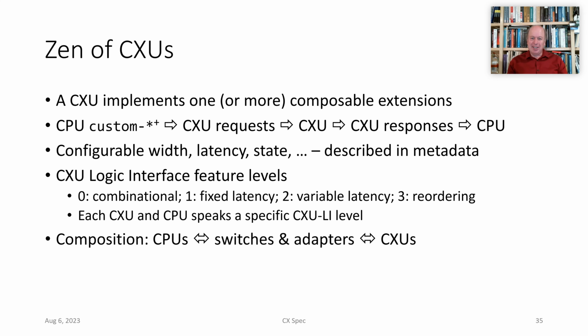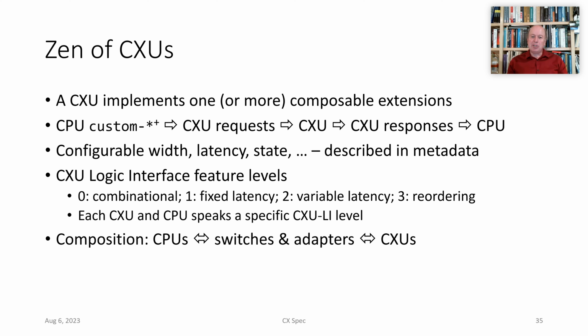Here are CXUs in a nutshell. A CXU implements one or more composable extensions. A CPU issues some custom function instructions. Each becomes a CXU request that's routed to the selected CXU, which performs the requests in order, possibly updating state, and sends CXU responses back to the CPU, which updates destination registers and the CX status CSR. CXUs are highly configurable, with parameters like port widths, latency, and state context counts. And the valid parameter values for a CXU are described in its CXU metadata.